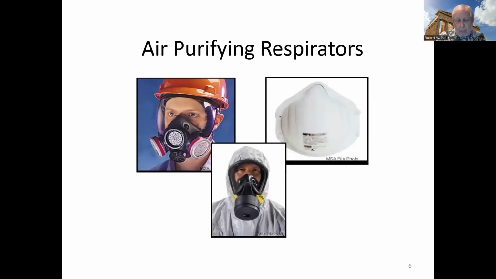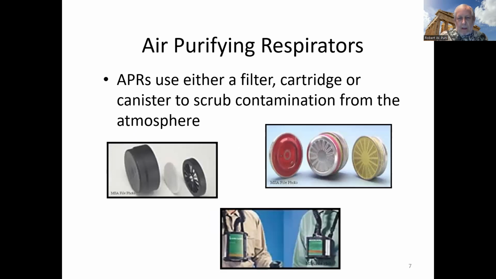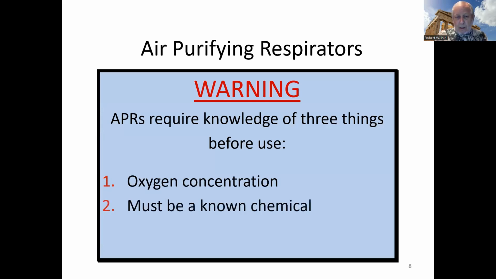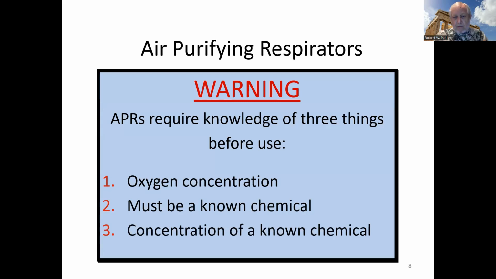There's a couple different types of air purifying respirators. They use either a filter, a cartridge, or a canister to scrub contaminants from the atmosphere. You see different types there. Filter sometimes, like the N95, cartridge, or a canister, get rid of the bad stuff that's in the atmosphere. And APRs require knowledge of 3 things before you can use them: oxygen concentration, a known chemical, and the concentration of the known chemical, because you can't use an APR for just anything. There's no just overall APR. It's got to be for a specific chemical. And you have to know the concentration, because if it's too high, it's not going to work either.